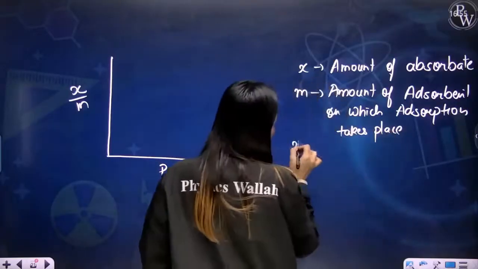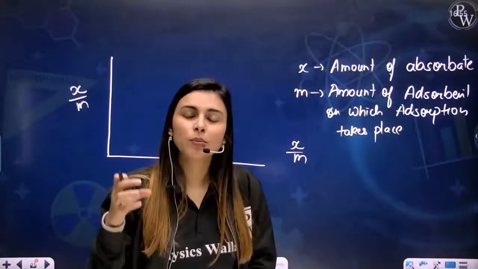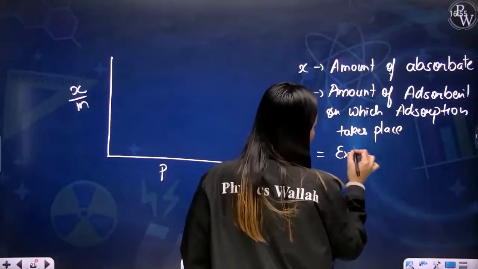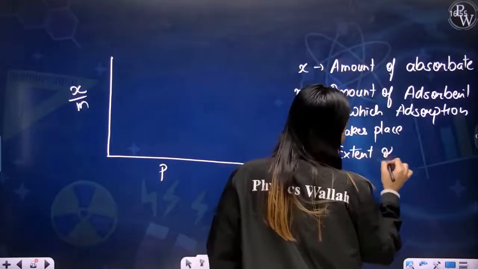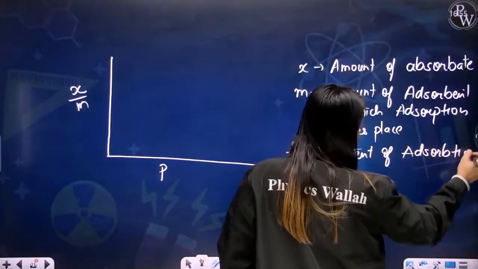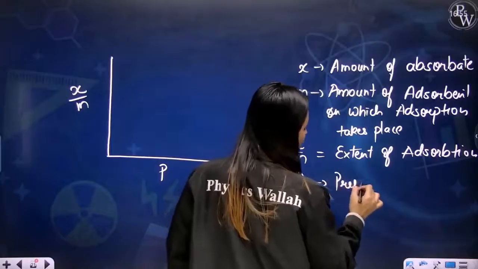So what will be X upon M? X upon M will give me the amount of adsorbate getting adsorbed on a particular amount of adsorbent. So can I say that it is the extent of adsorption? Right? Yes. And what is P? P is the pressure applied. Okay, so P is the pressure.